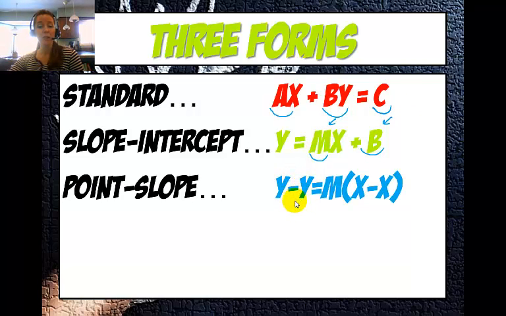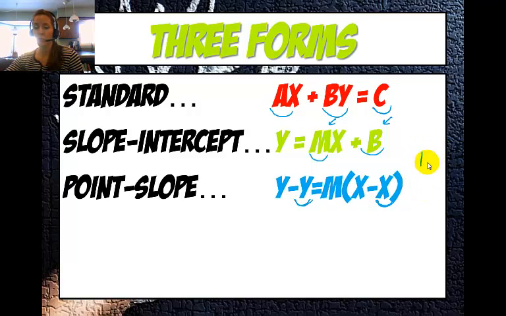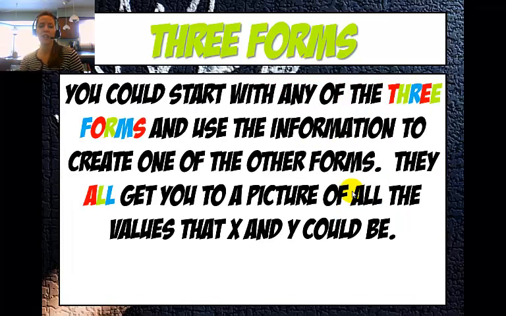And then finally, point-slope form, you're going to be plugging in one point in your second x's and y's. That's going to be where you put your point. So like if my point was 1, 2, my x was 1, my y was 2. That's how you plug in those points, and then your slope, again, is m. So let's take a closer look at those, okay? You could start with any of the three forms and use the information to create and rearrange things to get any of the other forms, okay?